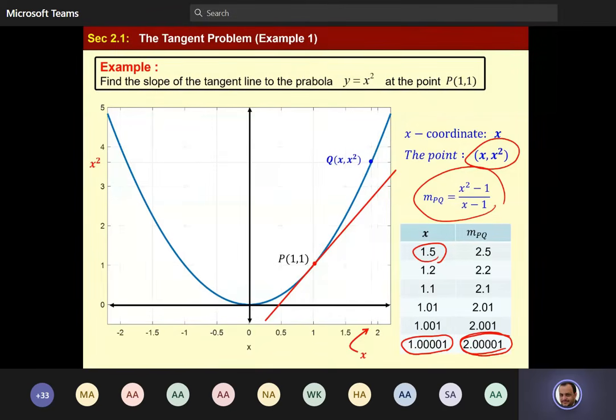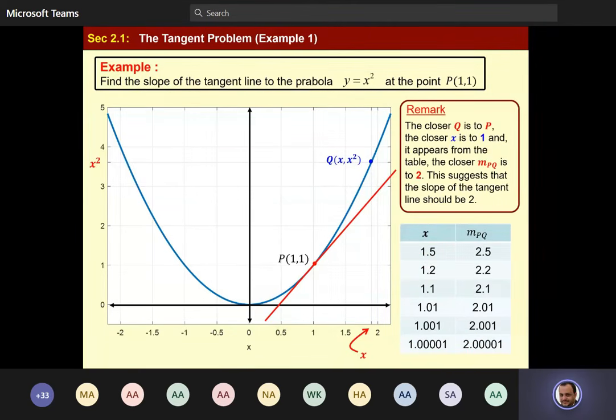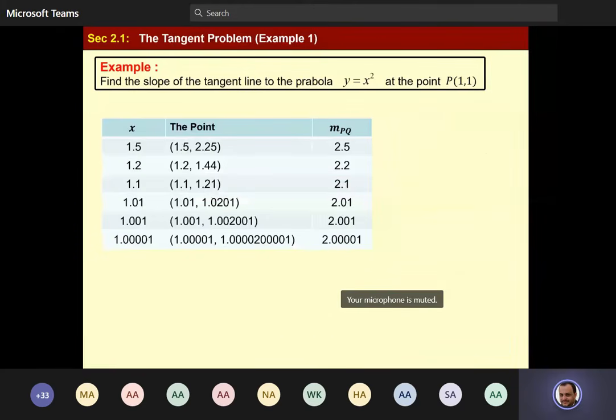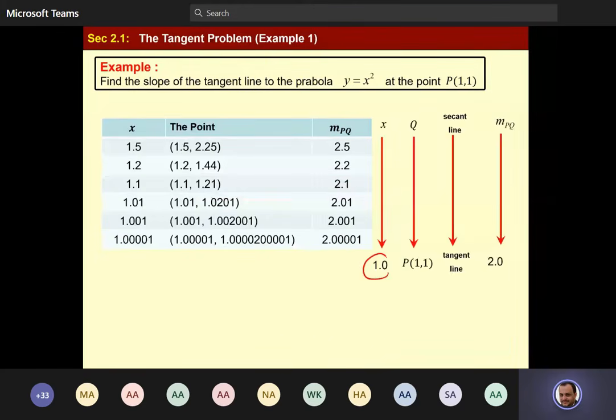And this will introduce you to 2 concepts: the concept of the limits and consequently the concept of the derivatives. So when Q is closer to P, the slope will be closer to 2. And this explains the idea. When x is very close to 1, the point will be very close to P, and the secant will become tangent, and the slope of the secant will be 2 in that case.